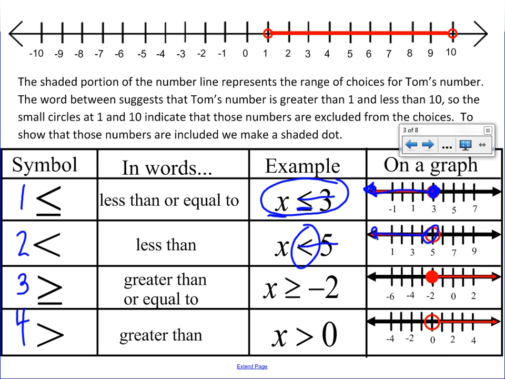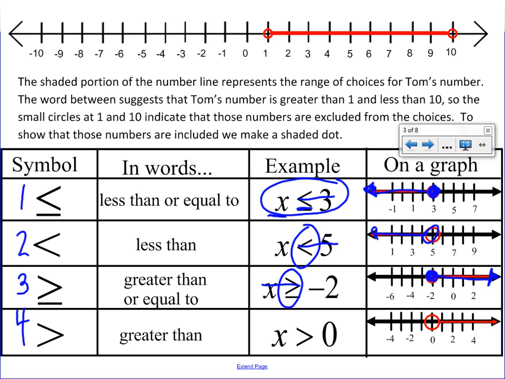The next one says x is greater than or equal to negative 2. Greater than or equal to, it has the equal to with it, so we put a shaded point, and we're talking about negative 2. So my shaded point goes at negative 2. My variable's on the left-hand side, so I can turn my symbol into an arrow. The arrow points to the right, so I shade to the right.